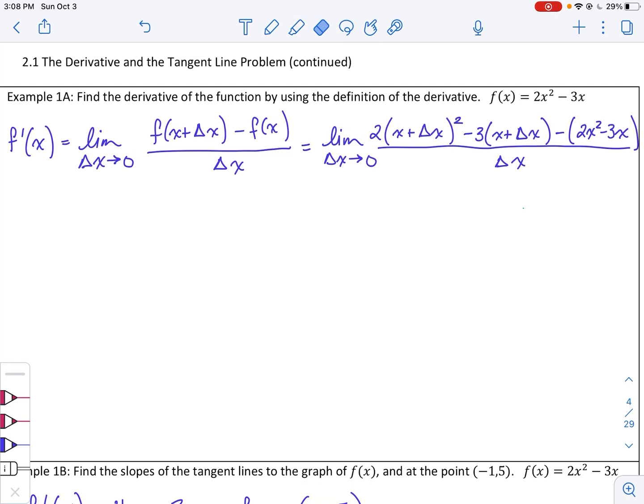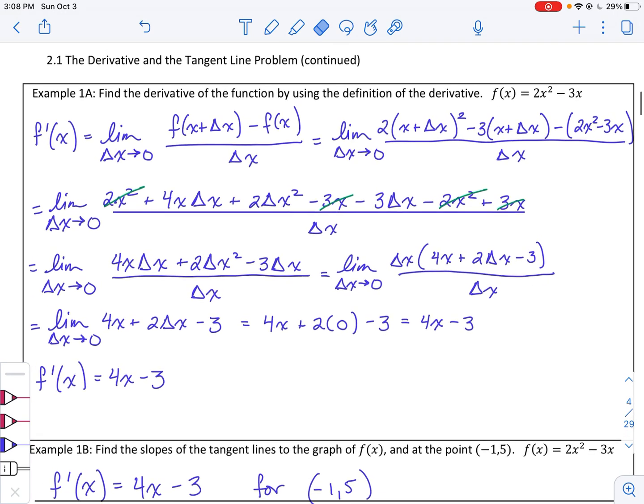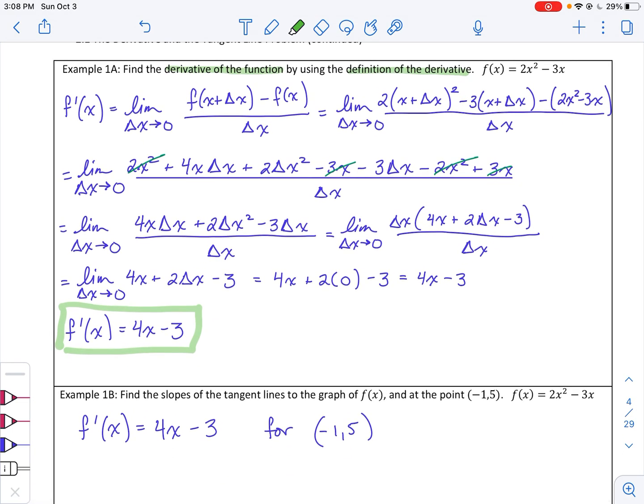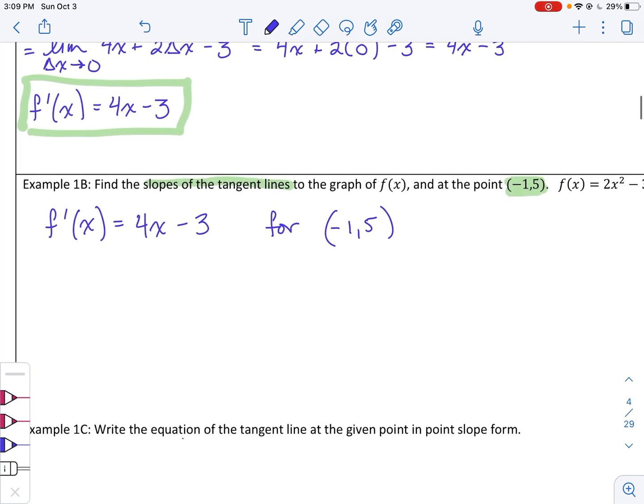Awesome. So you've had a chance to work this through on your own. Compare your work to my work and make sure that you haven't dropped any negatives. What we've found is that f prime of x is equal to 4x minus 3. That was how we found the derivative of the function using the definition of the derivative. Now let's look at part B. Part B asks us to find the slope of the tangent line at a particular point. So all we're going to do here is find f prime of the x value of -1. Go ahead and pause, find f prime of -1, and then come back.